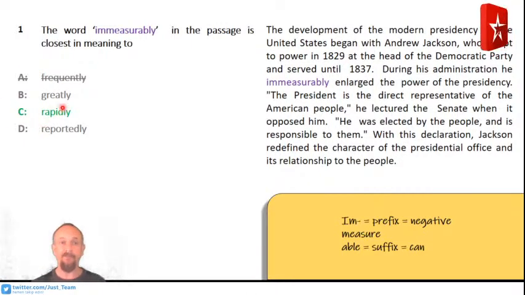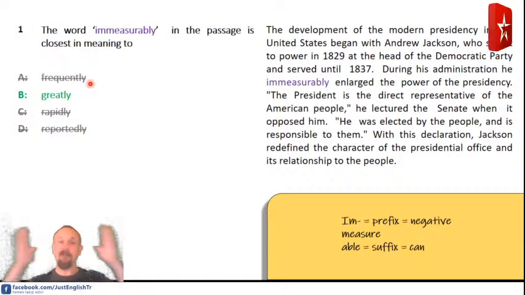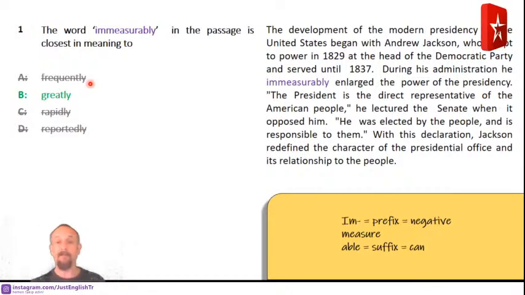Rapidly, again, is to do with speed. It's not really to do with size. So here, frequently, it's not to do with time. Great, well, large, something we can measure, or here, something that cannot be measured. And rapidly is to do with speed, how fast something happens. So that's not going to be a possibility. Reportedly. Well, whoops, we know reportedly is wrong now. I'll keep it there. But to report something, again, we don't have the idea of size there. So greatly is the correct answer.